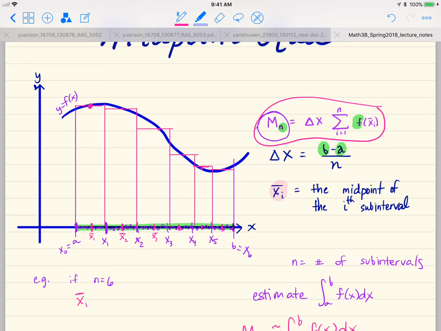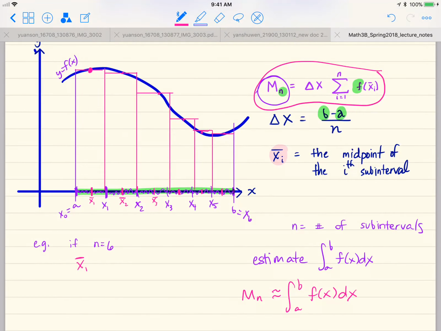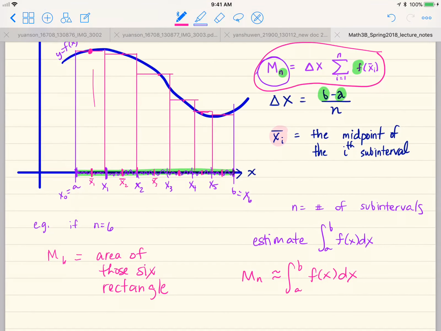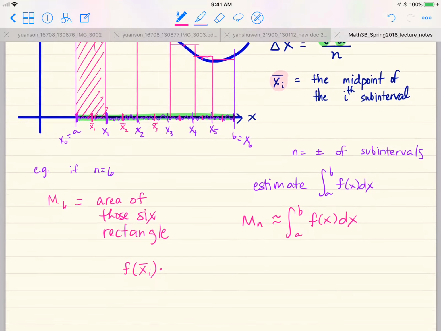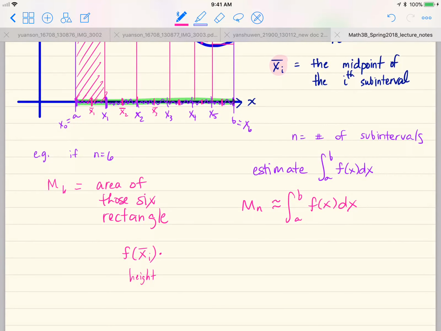Okay, so if it helps any, in this case we've got n equal to 6. So m sub 6 is equal to the area of those 6 rectangles. What's the height of each rectangle? The height of each rectangle is determined by the value f of x bar sub i, right? So for each of these 6 rectangles, we want the height of the rectangle times the width of the rectangle.